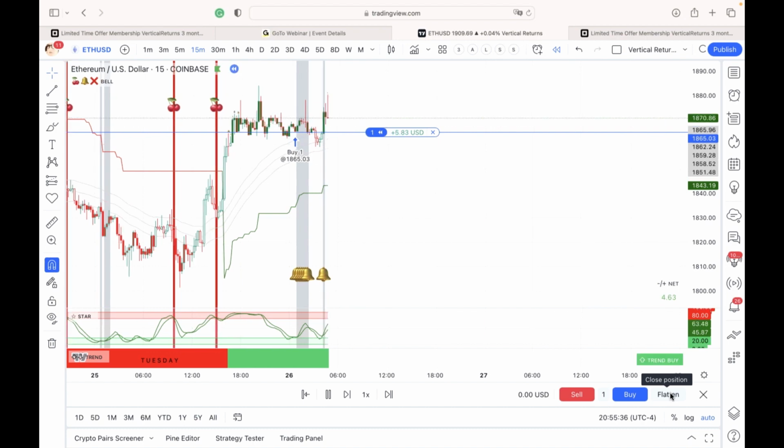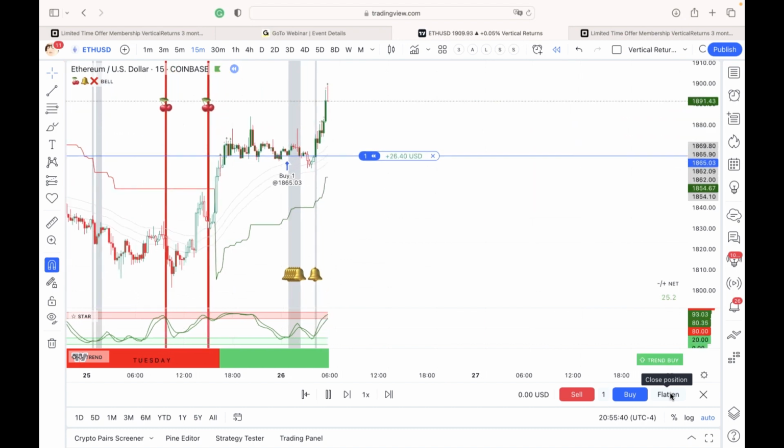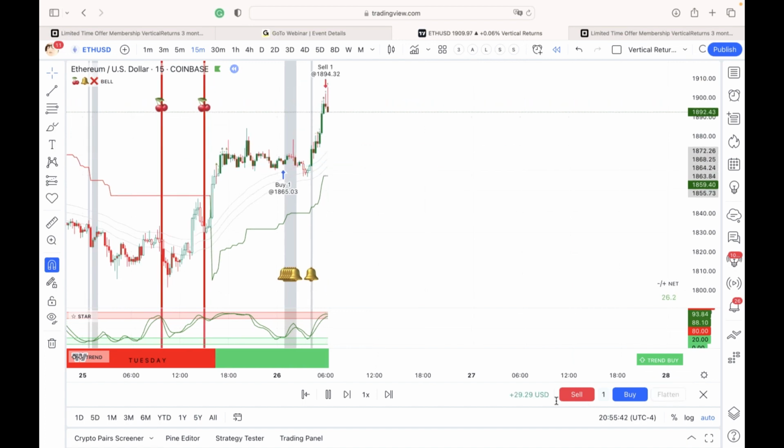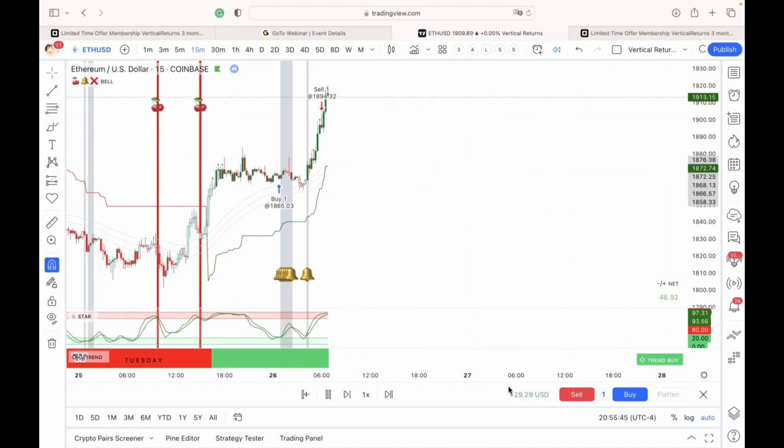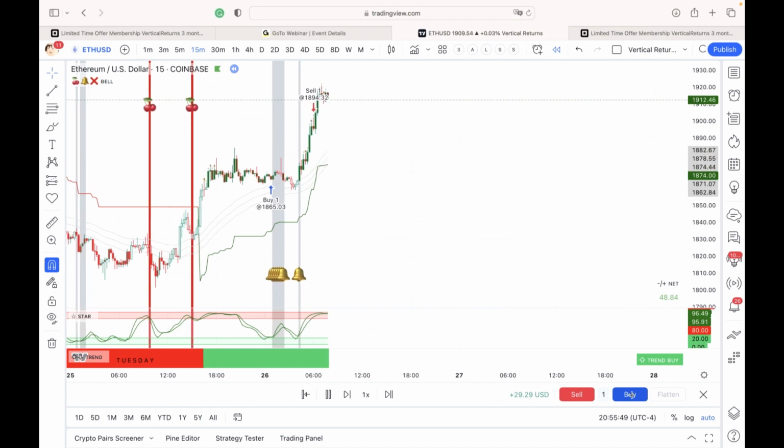So I'm waiting for it. The bell came in, so I could buy another one at the bell, but I'm not. I'm just going to stick to what I have. Okay, I'm flattening. So I just made $29. You see that down there? That's profit. Wow.